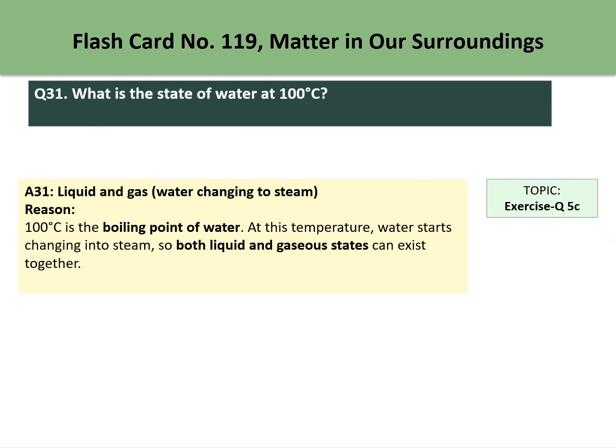Next. What is the state of water at 100 degrees Celsius? Liquid and gas. 100 degrees Celsius is the boiling point of water. At this temperature, water starts changing into steam. So both liquid and gaseous states can exist together.